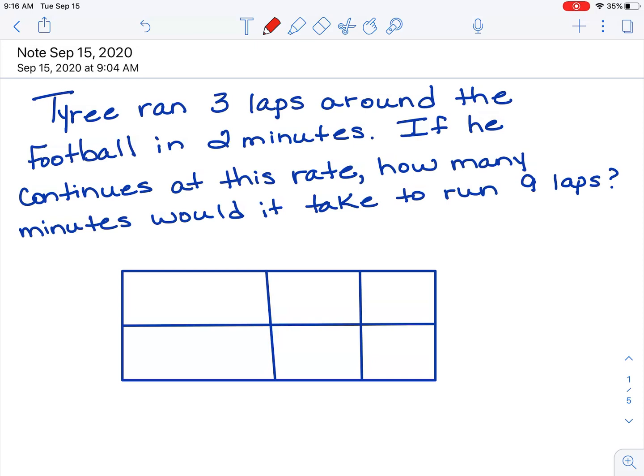Tyree ran 3 laps around the football field. It should say field there. Excuse me. Start again. Tyree ran 3 laps around the football field in 2 minutes. If he continues at this rate, how many minutes would it take to run 9 laps?